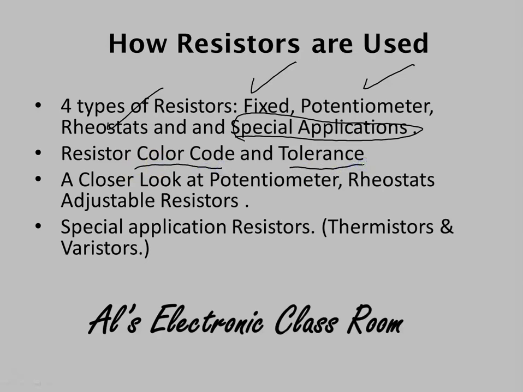The resistor color code determines the ohmic value of the resistor, and the tolerance is another color we'll see, I think maybe several slides down, that will determine the tolerance of the resistor. And you'll see when we get there what I mean by that.